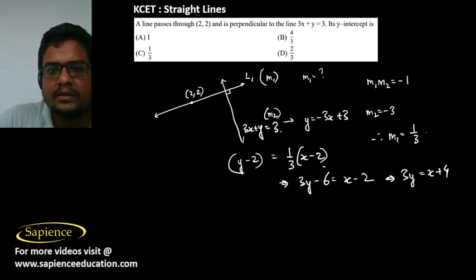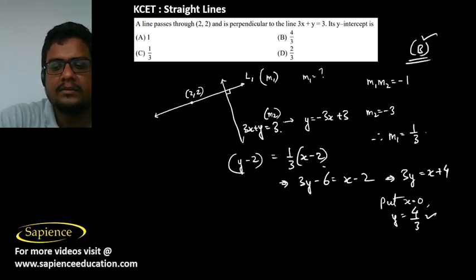So therefore we have to find the y-intercept. We have to put x equal to 0 here. So if we put x equal to 0, then y will be equal to 4 by 3. 4 by 3 is the y-intercept, and B is the correct answer.